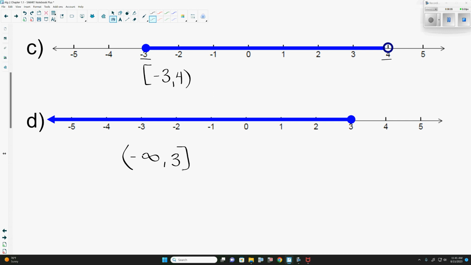Bracket's closed for 3. Infinity and negative infinity will never get a bracket, because no matter how big negative infinity is, we can always find one bigger. We can never get to it. So if it goes in one direction or the other, infinity will always get the parenthesis. Then we have to check for the other side. Yes?